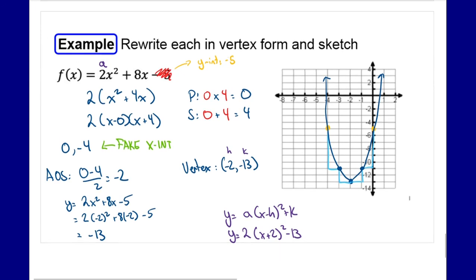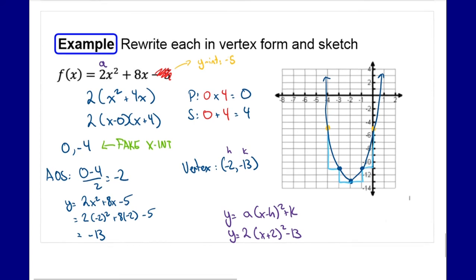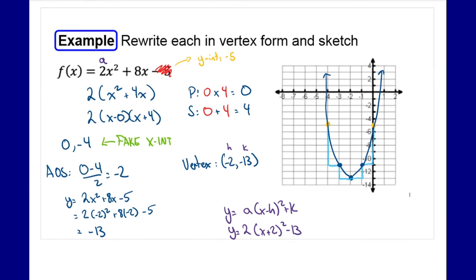So again, the main thing from this is using partial factoring. We recognize that the C value doesn't really have any impact on what the axis of symmetry is. And so when we come across situations where we can't factor a standard form, we can partial factor. So we ignore that C value, we find our fake x-intercepts, we go through the same steps, finding the axis of symmetry, finding the vertex, and then plugging all those values in to roughly sketch it based off the vertex, the y-intercept, the step pattern.